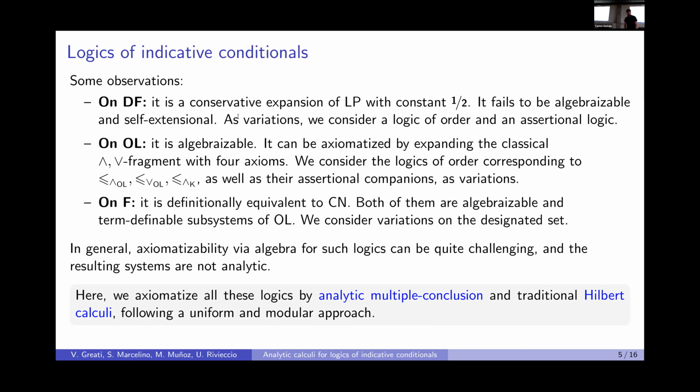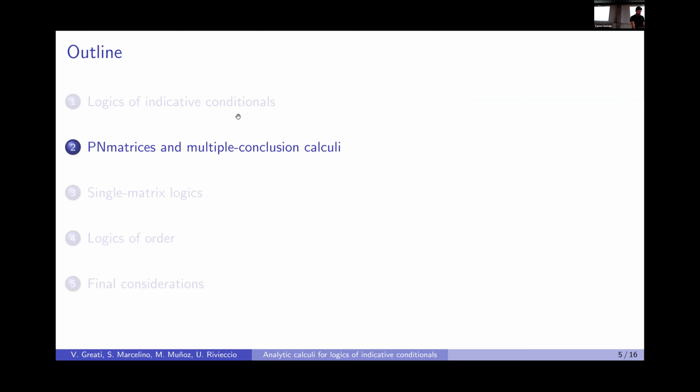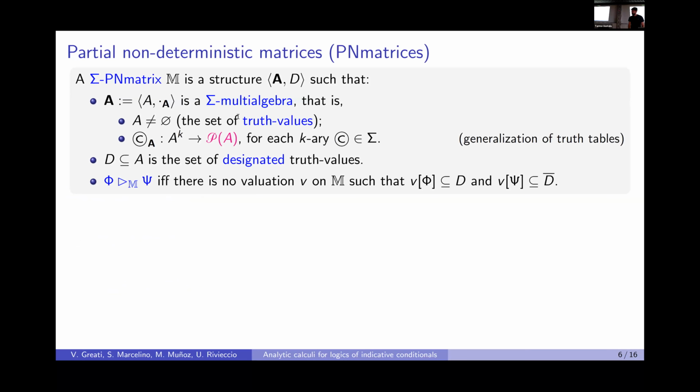So as I wrote here, the kind of calculus that we produce is what we call multiple conclusion. This kind of system was introduced by Scott and Smiley in 1978, and I'll try to exemplify how they work. But first, I would like to talk quickly about what these partial non-deterministic matrices that I mentioned are.